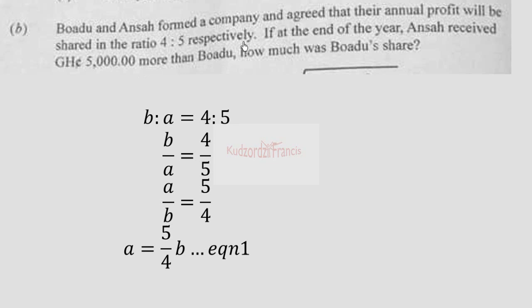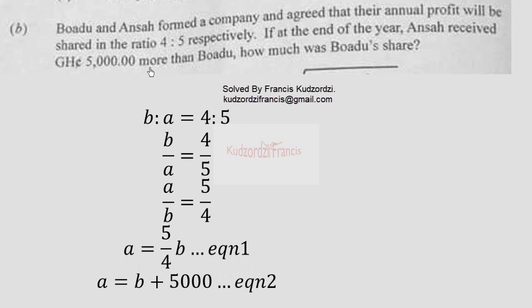Now, we are done with the first sentence. That gives us the first equation. For the next sentence, we have, if at the end of the year Answer received 5,000 more than Boidu, meaning that if Boidu gets 5,000, Answer will receive 10,000. So you add 5,000 to Boidu's amount to get Answer's amount, and that will give us equation 2.